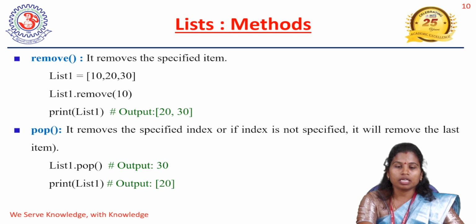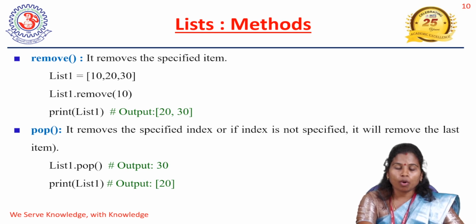Now it will remove the element. After that it contains only 20, 30. Now 20, 30 is stored in list1. After that list1 is passed to the print function, and it will give you the output 20, 30.